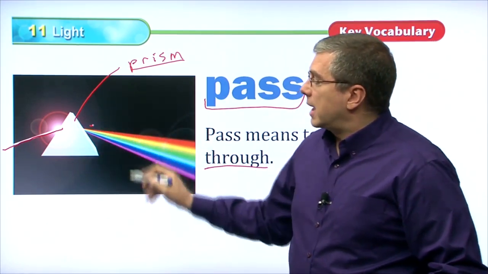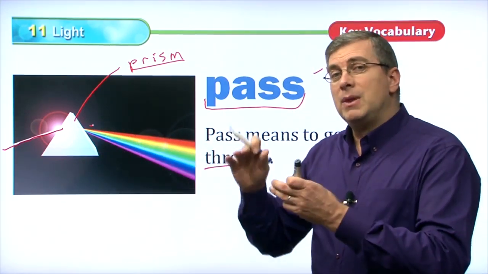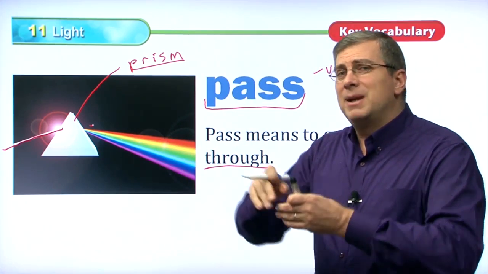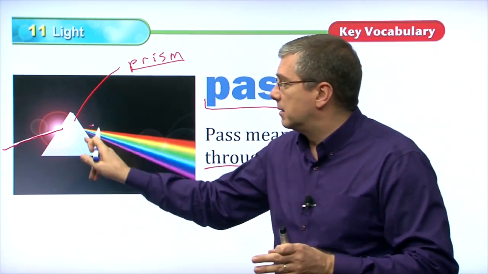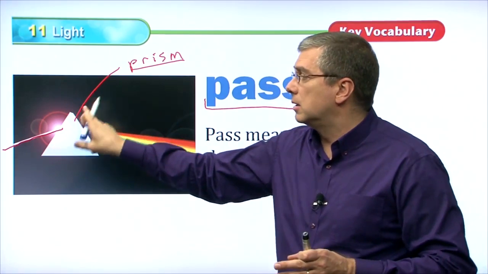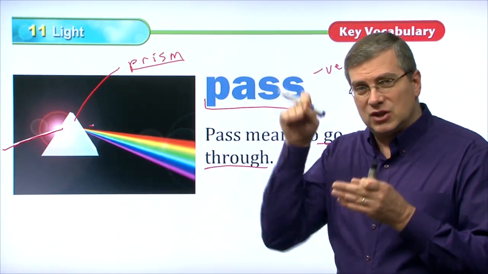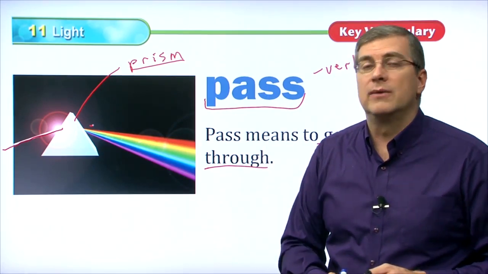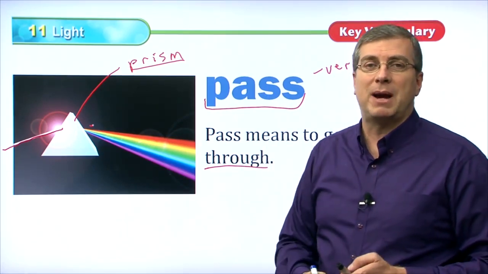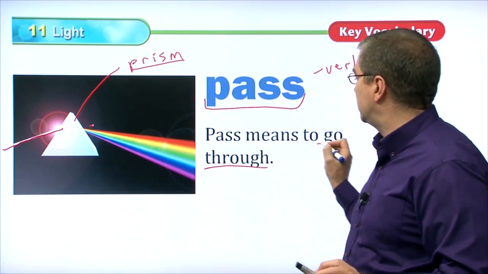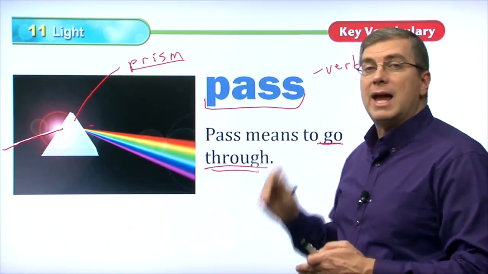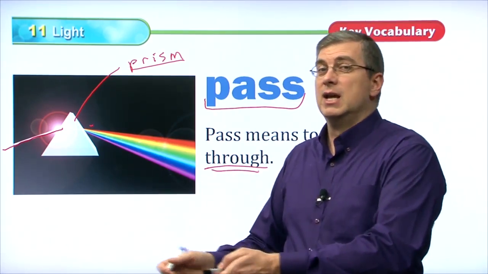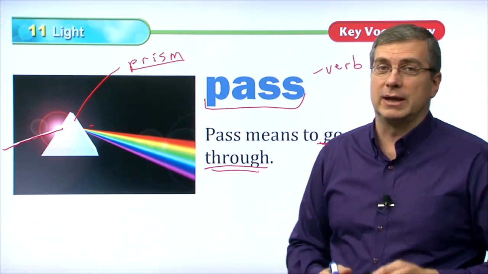If we look at a window, light passes through a window, but it's not being separated by the angle of this glass. It's just going straight through. So light passes through a window very easily because a window is transparent. So to pass through just means to go through. Light passes through some things. Light doesn't pass through all things.